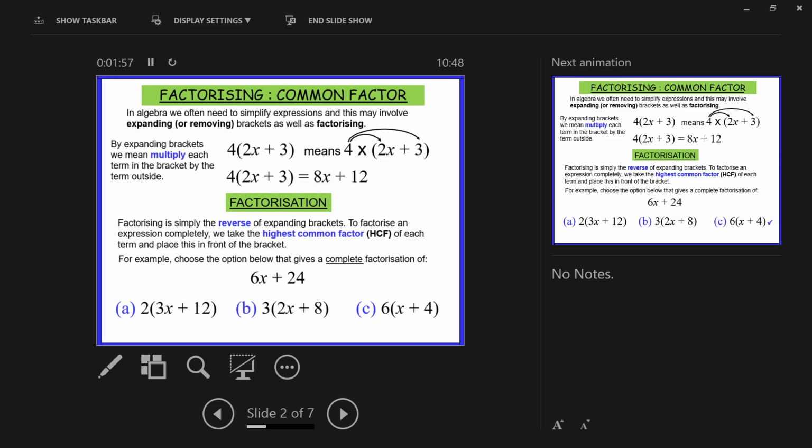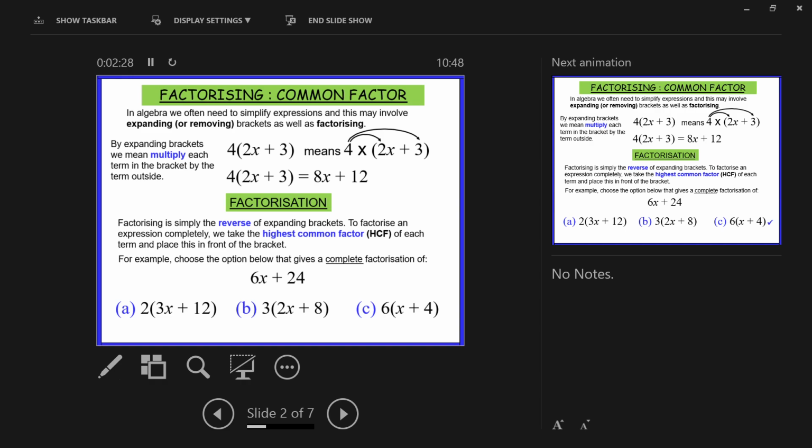Okay, so I'm giving you 6x plus 24. We have got to factorize that. Have a look at the 3 options below. Which one do you think would be the correct factorizing of 6x plus 24? It would be B. Good. How did you know that? Because you multiplied it. 3 times 2x gave me 6x, and 3 times 8 gave me 24.